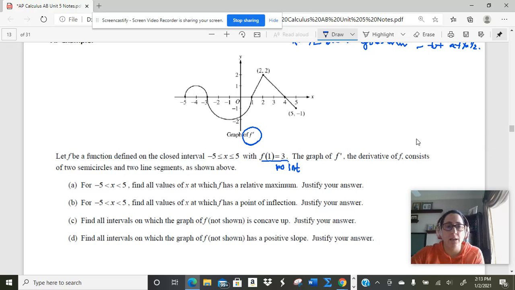Okay, so part A says find all the x values for which f has a relative max. We've got to think back. Relative max is where f prime goes from, do you remember? Positive to negative. And so that is at x equals, so where do we go? Positive to negative, -3, and positive to negative at 4.